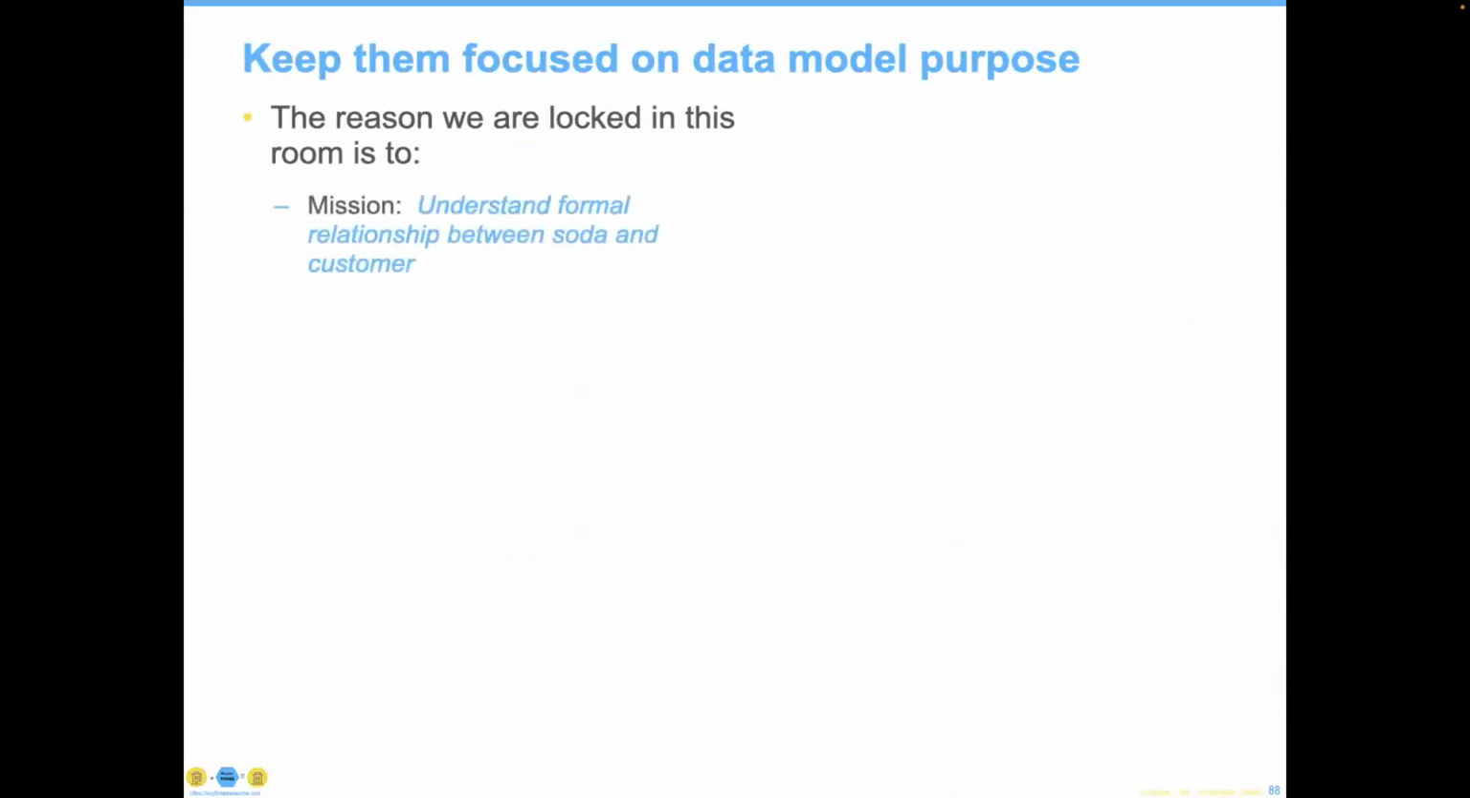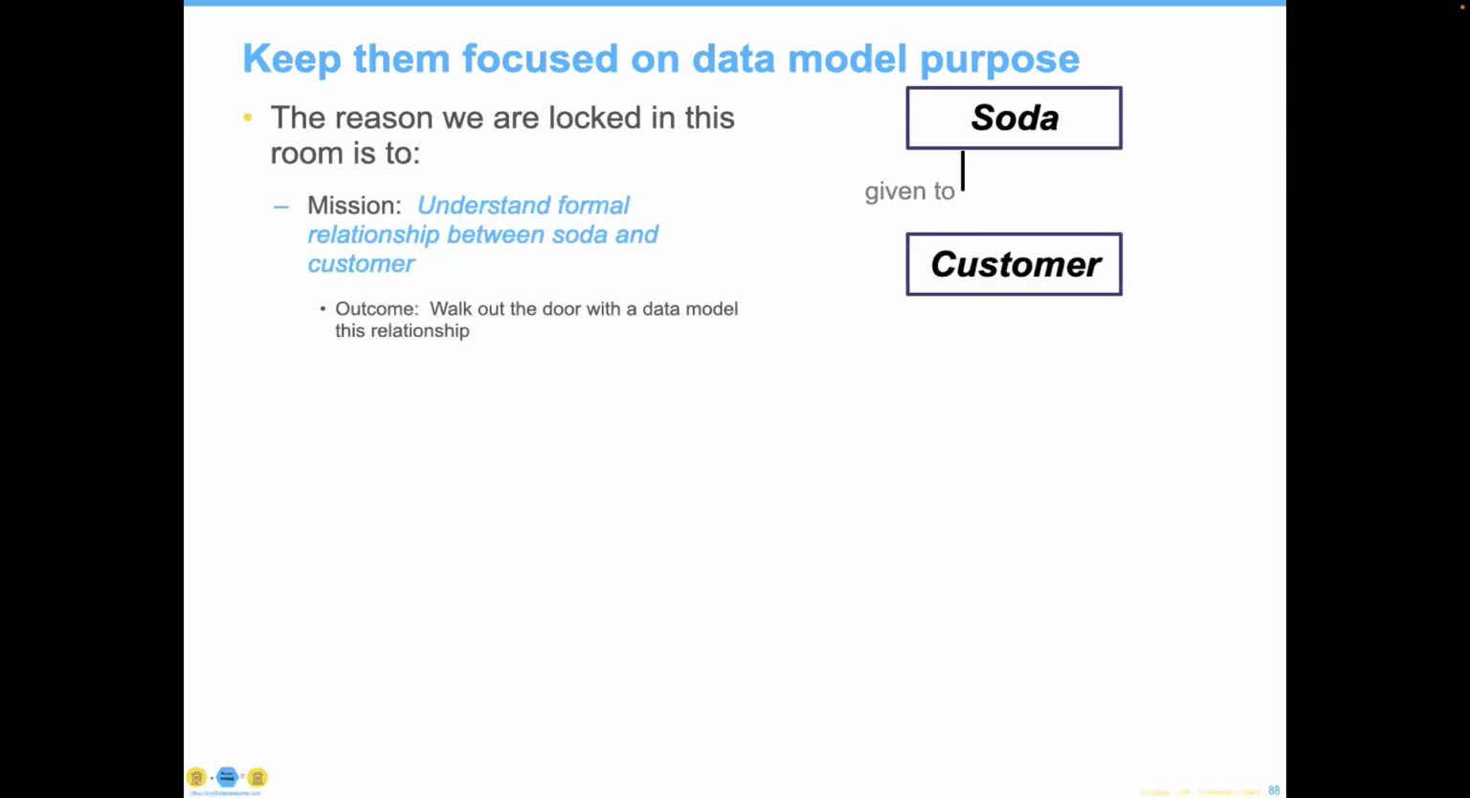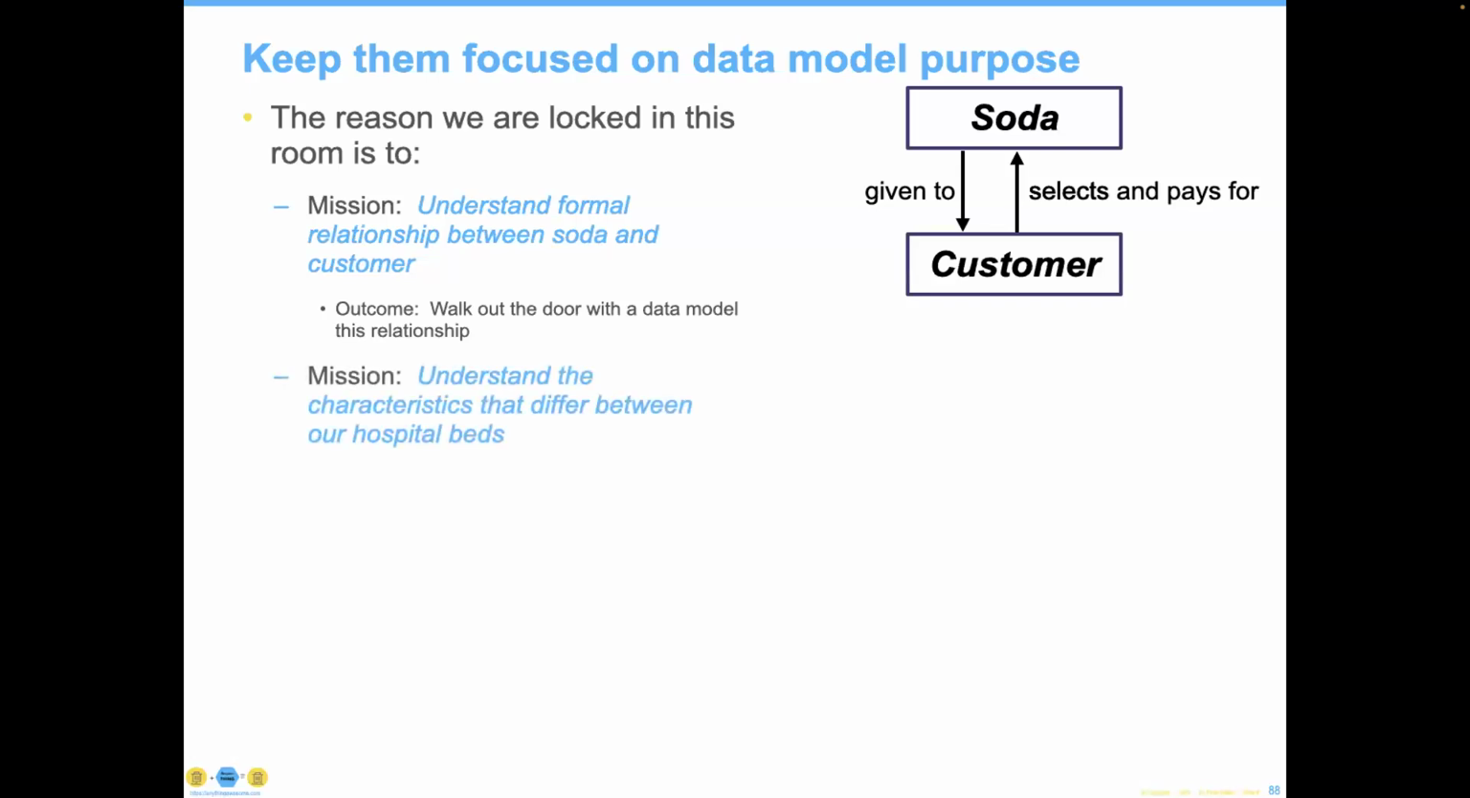There's just a couple things here at the end as we finish up. It's hard to get people to want to do this. They don't understand why they're doing it. So don't tell them. But do at least keep them focused on the model purpose. We're trying to understand the relationship between soda and customer here at PepsiCo, for example. We want to come out with a model that represents that relationship to a much better understanding than we do now.